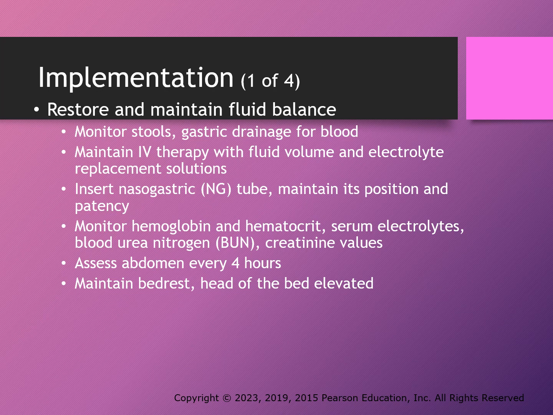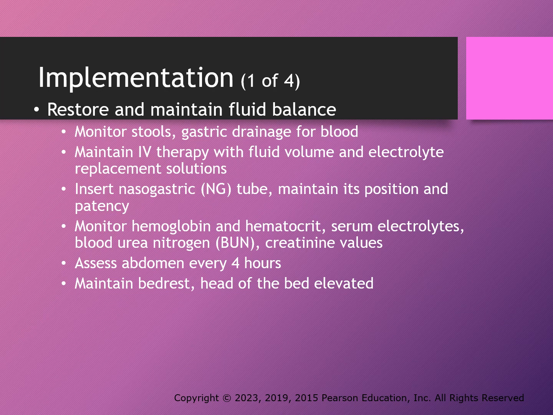With chronic or slow GI bleeding, the risk of fluid volume deficit is minimal, but anemia and activity intolerance will be very noticeable, because as we're losing blood, we're not going to have the oxygen in the hemoglobin to give us what we need. Maintain IV therapy with fluid volume and electrolytes. We want to prevent shock, whole blood and packed red blood cells.